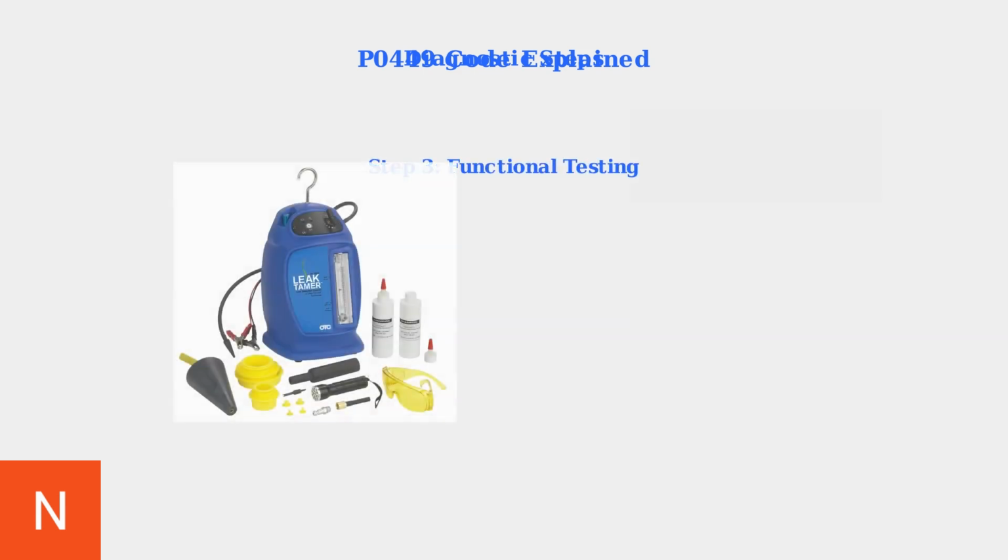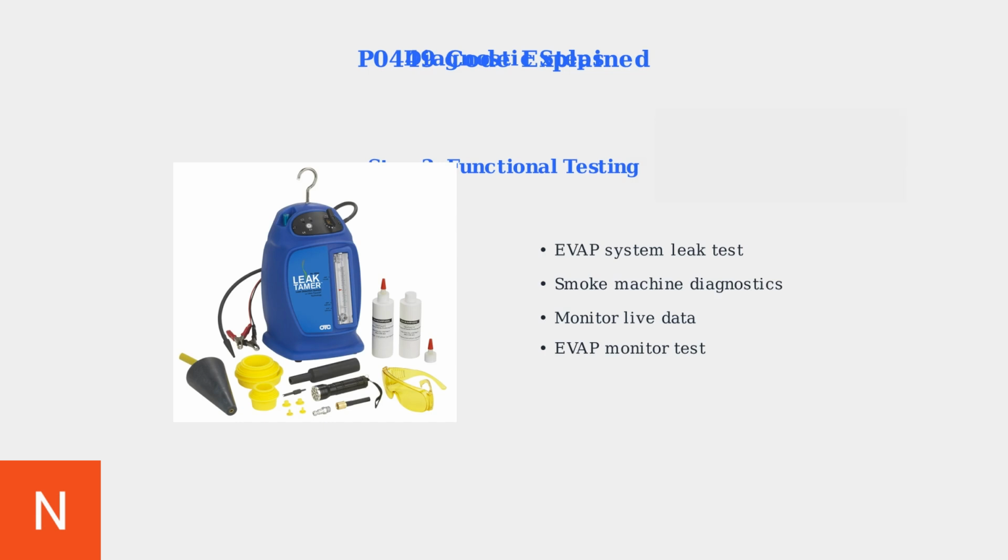Finally, perform functional testing of the entire EVAP system. This includes conducting system leak tests and using smoke machine diagnostics to pinpoint any leaks. These advanced diagnostic tools help identify problems that visual inspection might miss.